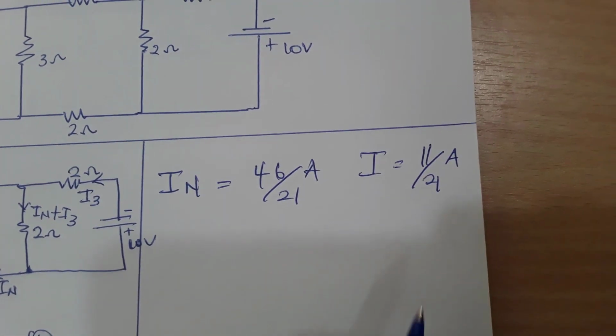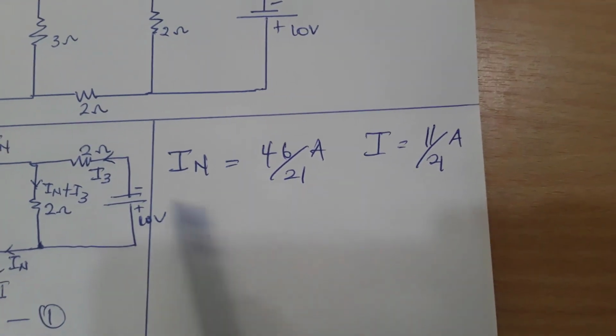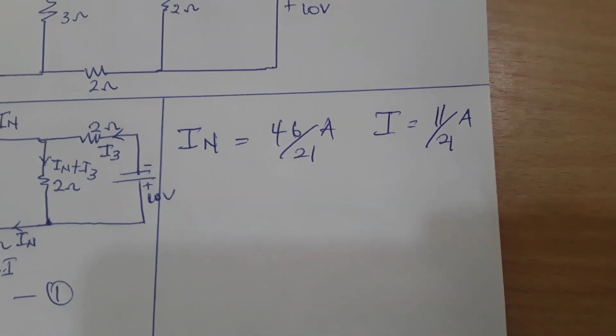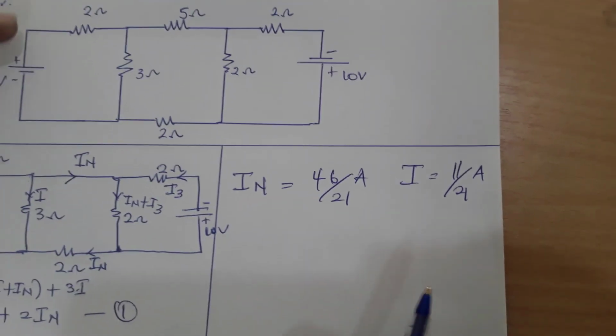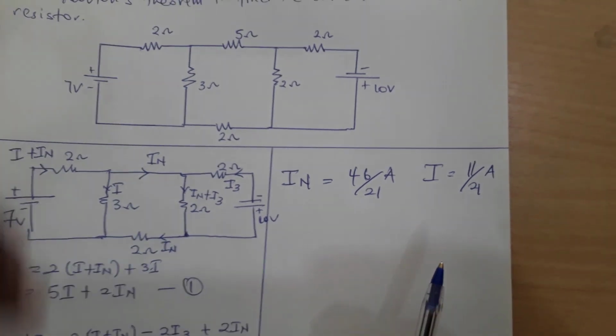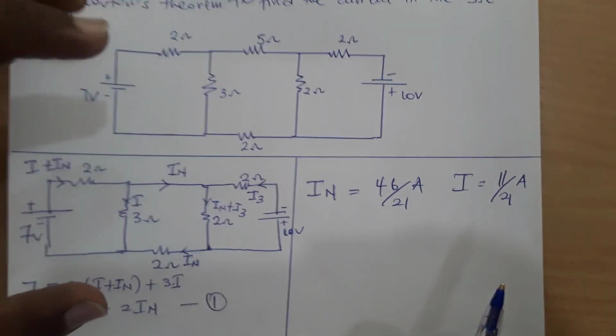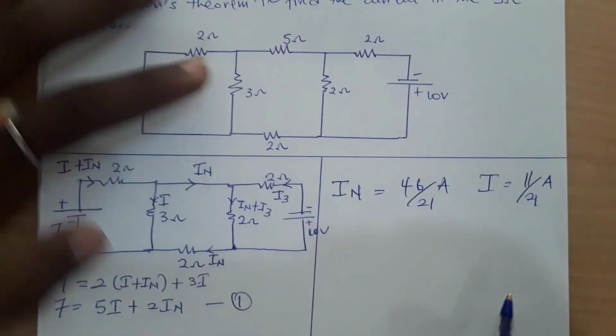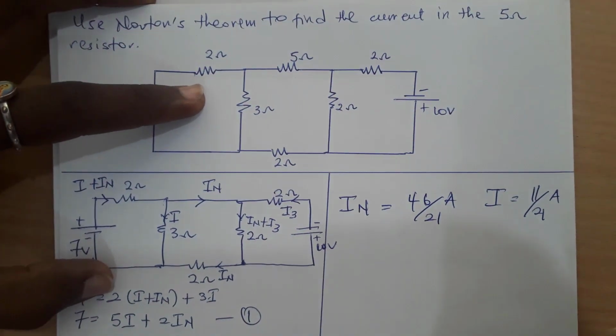But what we are interested in here is just the IN. So after finding your IN, the next step is to find RN. In RN, we deactivate all sources, and in this case they are voltage sources, so we will short them and we will find our total resistance.